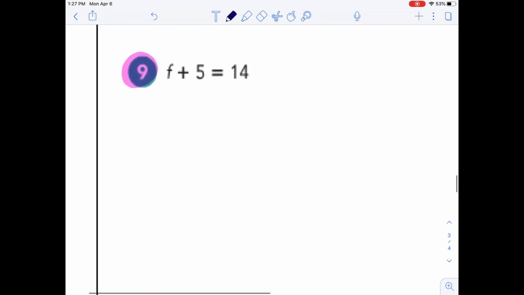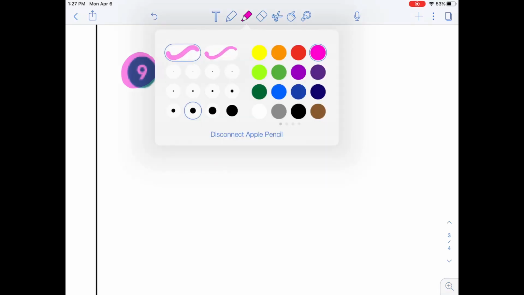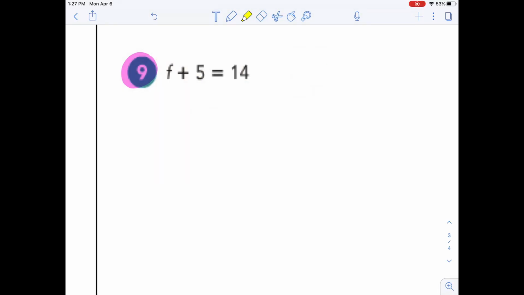So let's take a look here at number 9. So we have f plus 5 equals 14. My first step is to figure out what operation is already happening with my variable so that I can get my variable by itself. So right now we have f plus 5. Okay, so if right now I'm adding 5, but I just want f by itself, I need to do the opposite of what is adding 5, which would be to subtract 5. I need to do the inverse opposite operation. Okay, and if I do it to the left side of my equation, that means I also need to do it to the right side of my equation to get f all by itself.